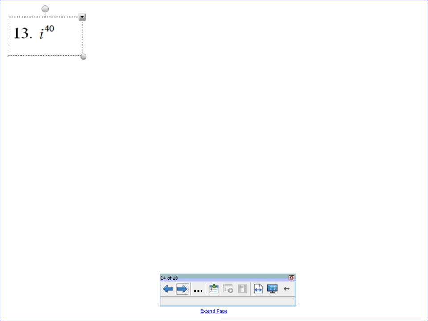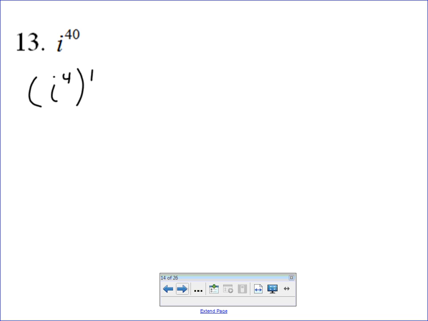All right, i to the 40th. So remember, that's going to be i to the 4th to the 10th power. Remember, i to the 4th equals 1, so this is really just 1 to the 10th power, or 1.